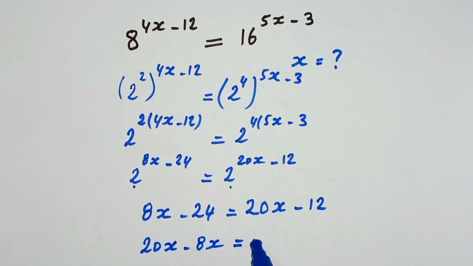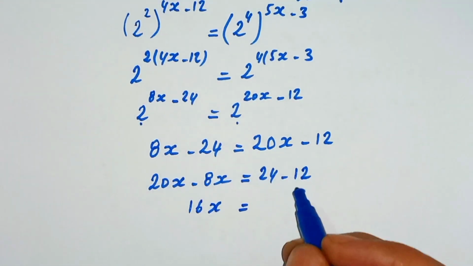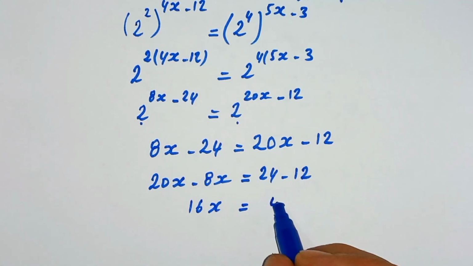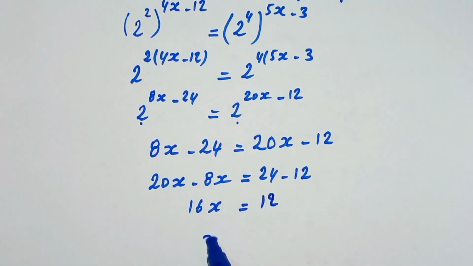Now move the x terms to one side and the constants to the other side. 20x - 12x = -36 + 12. So we have 8x = -24. Finally, divide both sides by 8. x = -3. And that is the final answer for the second equation.